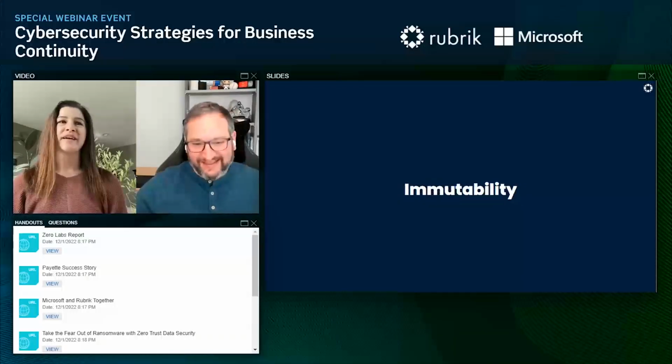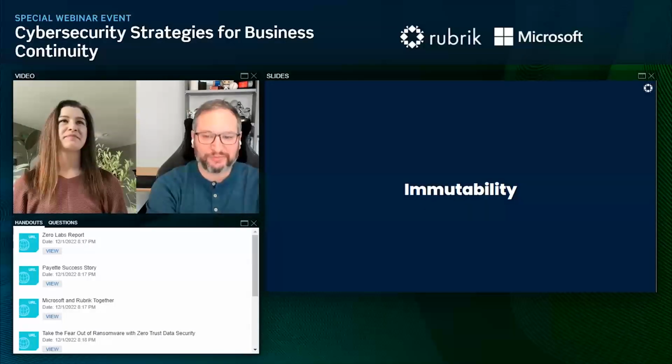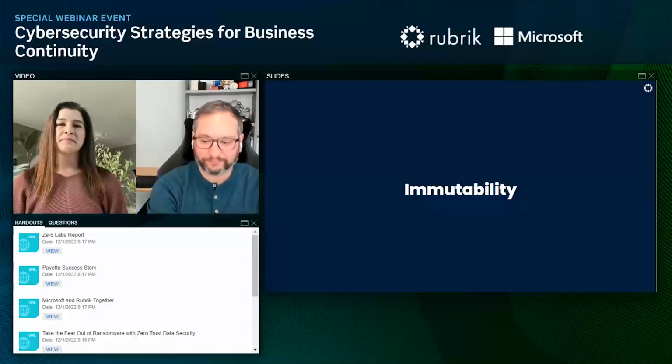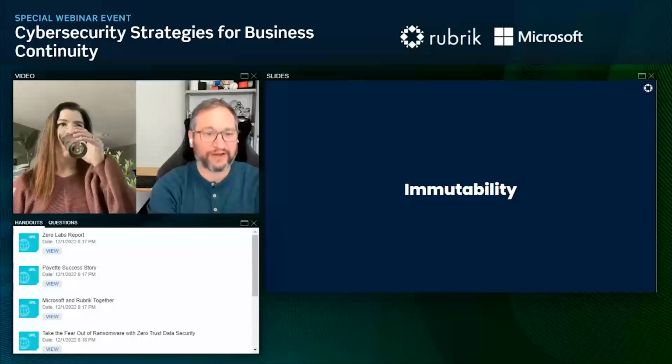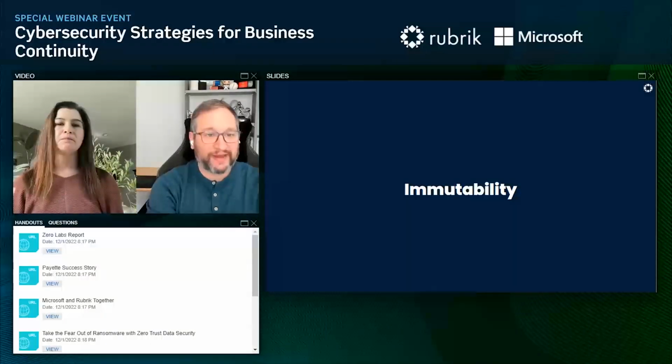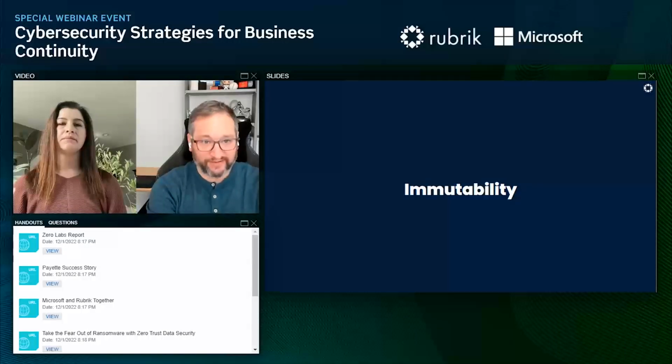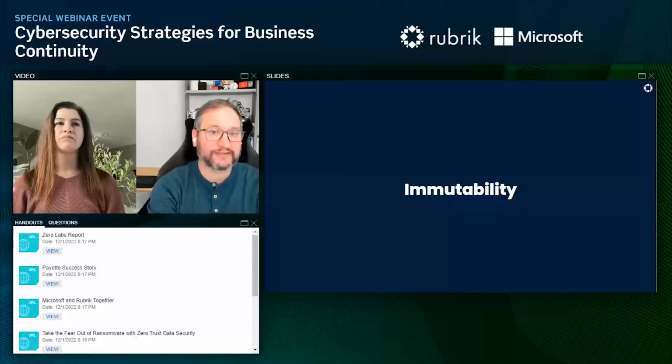So another one. This kind of dovetails into the next topic, which is immutability. One of the things that's very important when we talk about logical air gaps is having immutable data. If you think about having data online and accessible, you don't want that data to be able to be modified or changed or deleted, which is what immutability is, the inability to modify or change data. And so immutable data in the context of backups is really important.